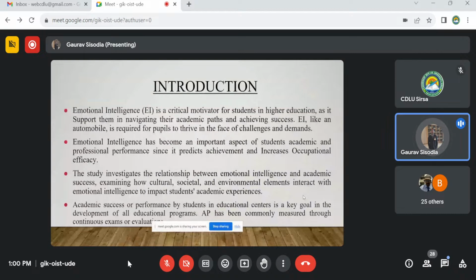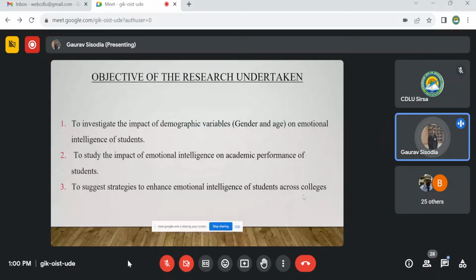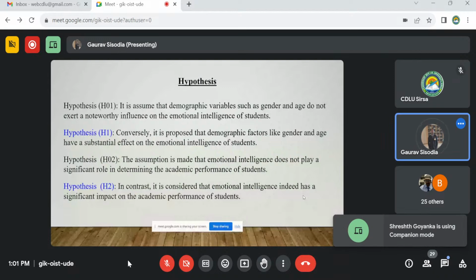Emotional intelligence is a critical motivator for students in higher education, and it supports them in navigating their academic paths and achieving success. Our objectives were to investigate the impact of demographic variables, gender and age, on emotional intelligence of students, to study the impact of emotional intelligence on academic performance of students, and to suggest strategies to enhance emotional intelligence of students across colleges.